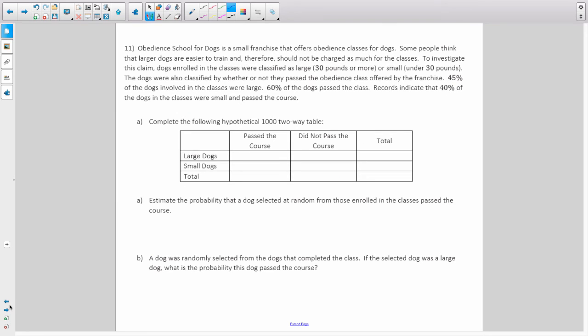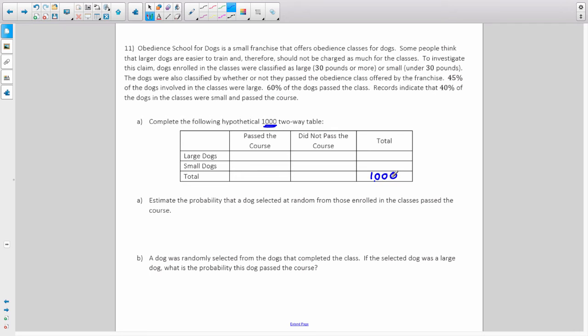Number 11, two-way tables. If they tell you that it's a 1,000 two-way table, that means that the grand total of all totals is 1,000. That's all. And what do you do next? Well, we've got to work our way through all the given numbers and fill them in as possible.